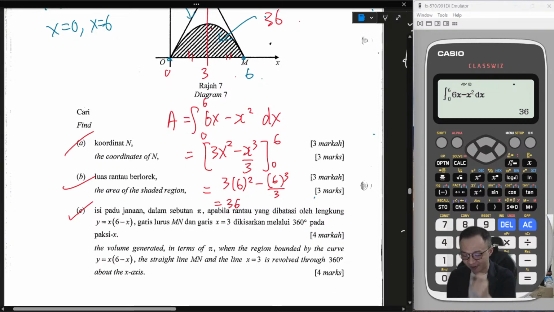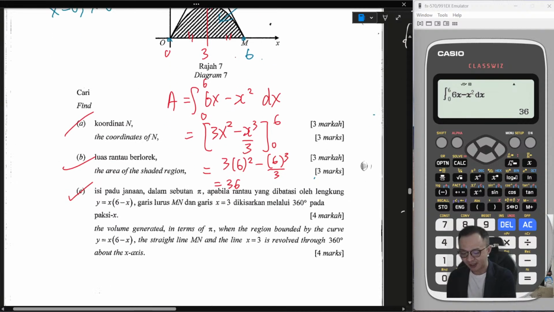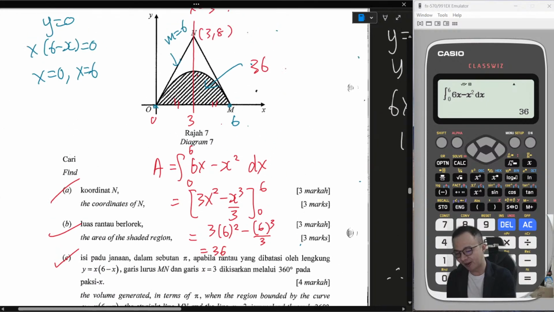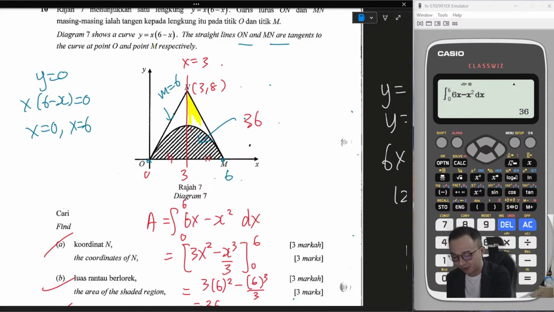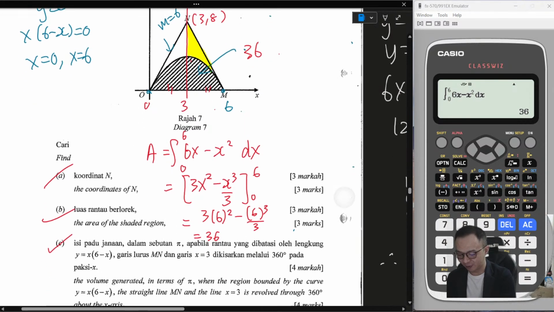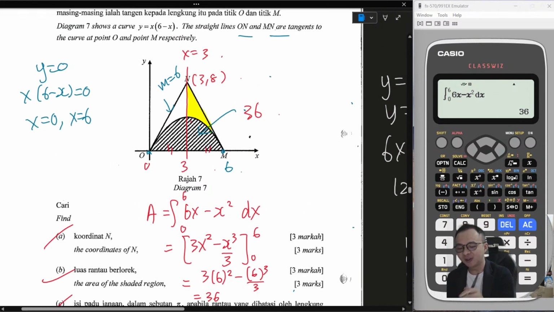So the volume generated when the region bounded by the curve, the straight line MN, and x equals 3 is rotated 360 degrees about the x-axis. Okay, now this one is a bit tricky. They are talking about this part, because this part is surrounded by the curve, x equals 3 and MN. So this yellow highlighted part is going to rotate 360 degrees about the x-axis. That means you will have something like this and like this.